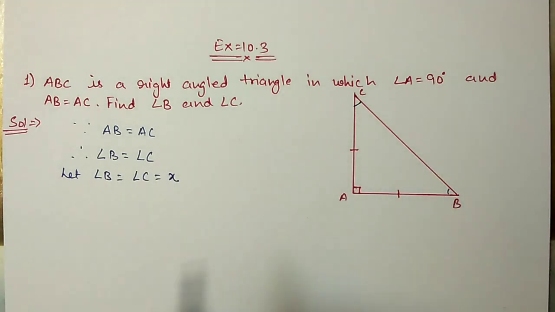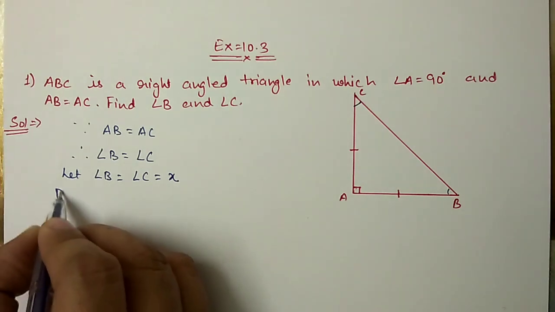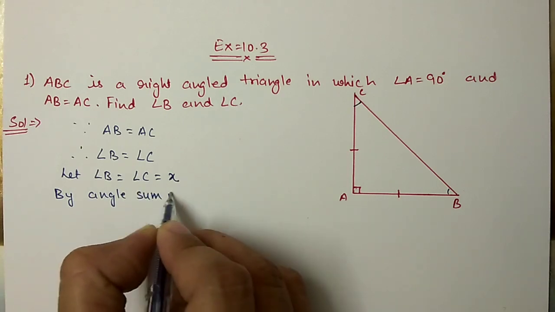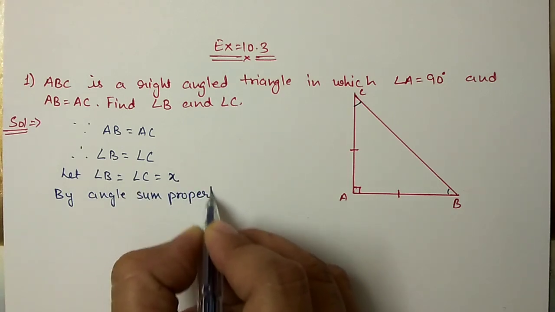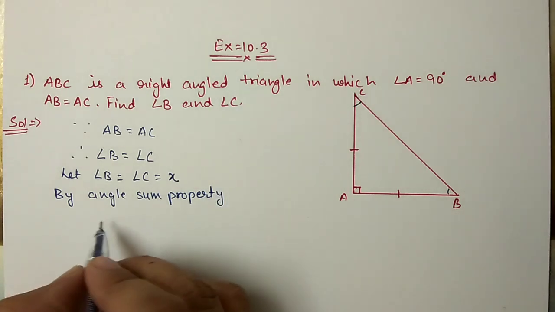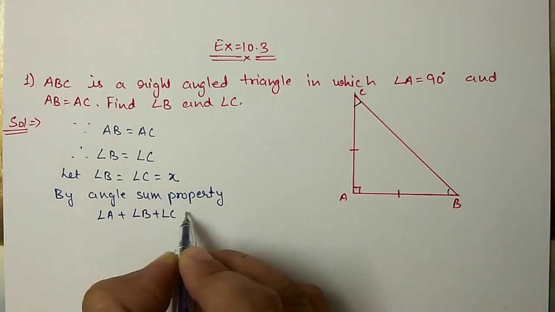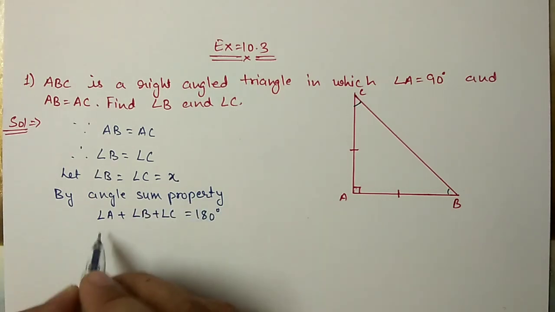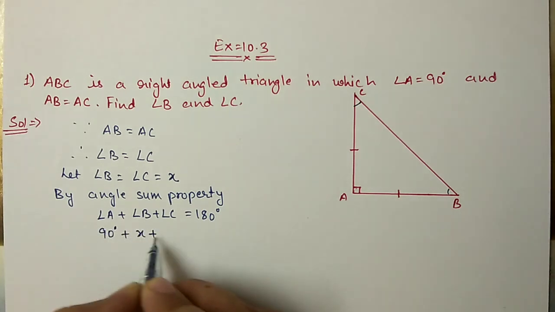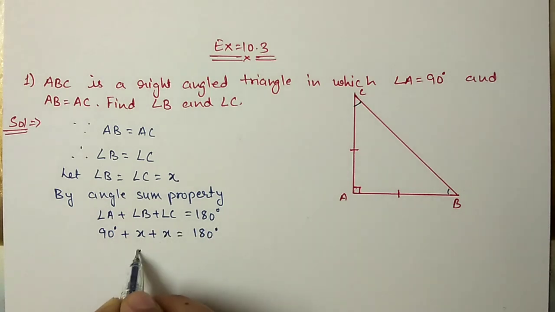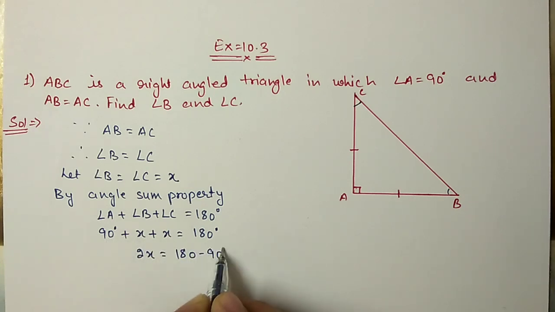Then we can use the angle sum property in this triangle. Always mention the property name whatever you are using in the question. By angle sum property, angle A plus angle B plus angle C will be 180 degrees. A is given as 90 degrees, B we have taken as x and C is also x, total equal to 180 degrees. So x plus x will become 2x, and 90 we can shift to the other side, it will go for subtraction.